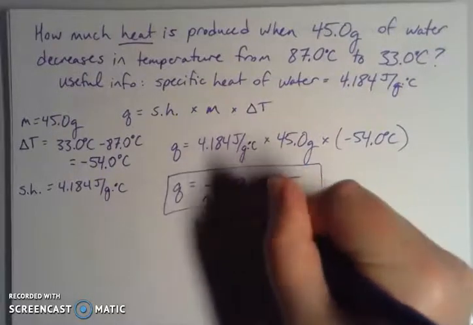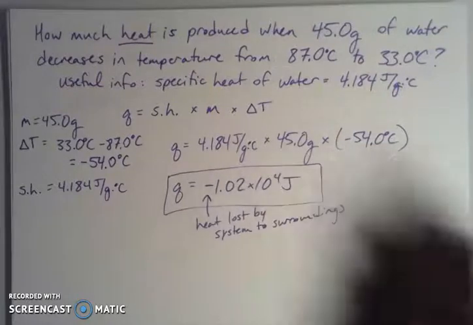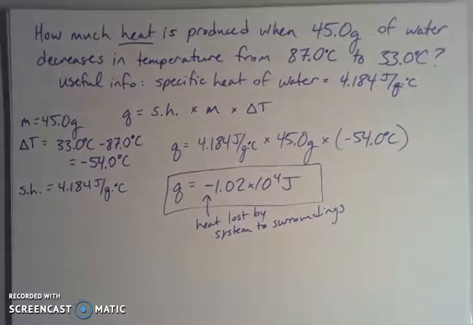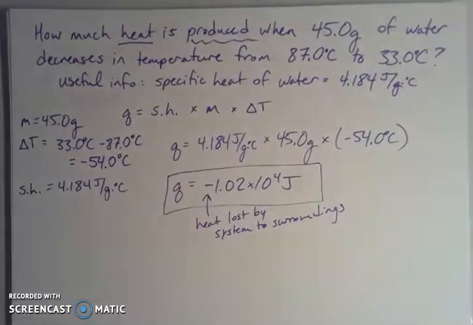We'll call that heat lost by the system to the surroundings, by definition. So we can tell, and we actually knew that it was going to be lost because of this word right here: how much heat is produced when I'm decreasing the temperature. I know that heat is coming out, so I would be expecting that to be negative.